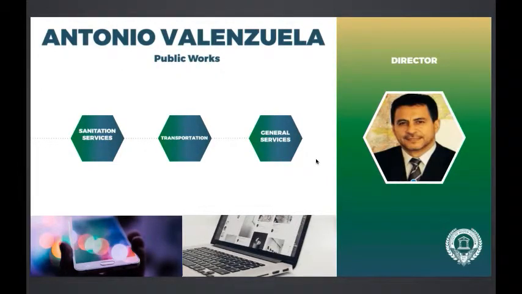And within the assistant city manager's office, and again, those external and customer facing functions, we have our public works department, which is led by Mr. Antonio Valenzuela. Actually, the public works team was the last of the departments to transition from Fulton County. So we're excited to have that team transition over with us.